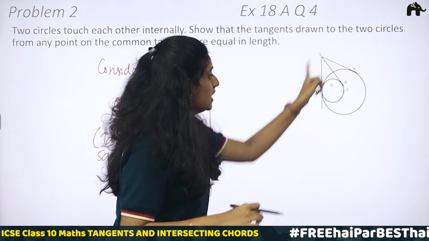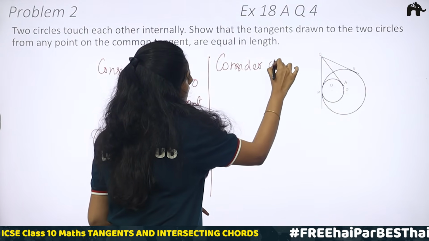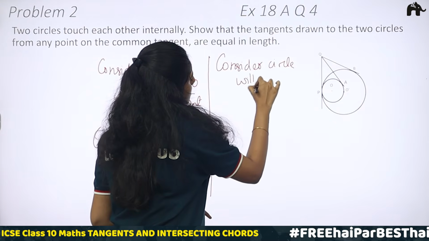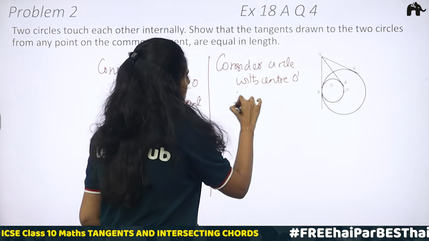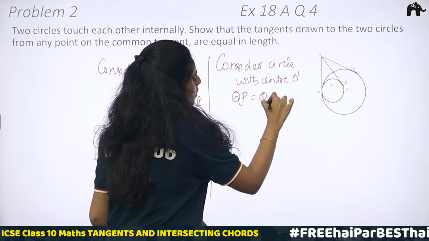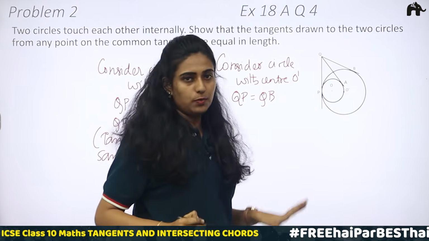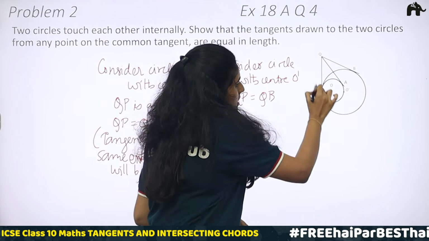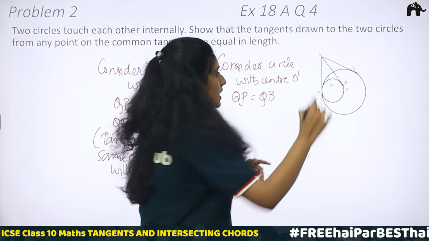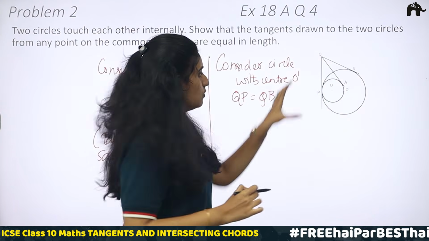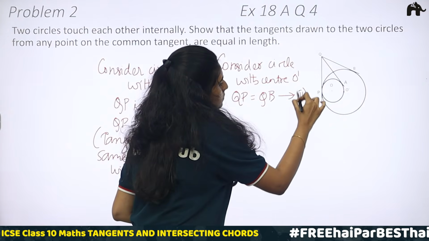Now when I consider the bigger circle, that is, consider circle with center O dash, we have QP is equal to QB. QP is a tangent to the bigger circle and QB is also a tangent drawn to the bigger circle. They are from the same exterior point Q. Therefore, they will be of equal length. QP is equal to QB. I am taking this as 2.